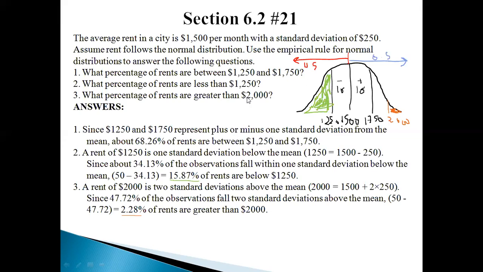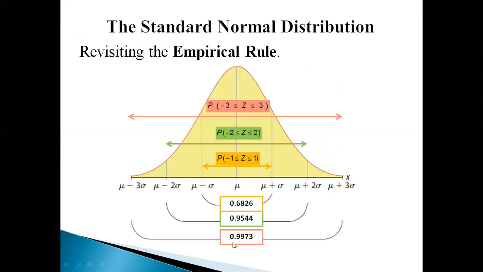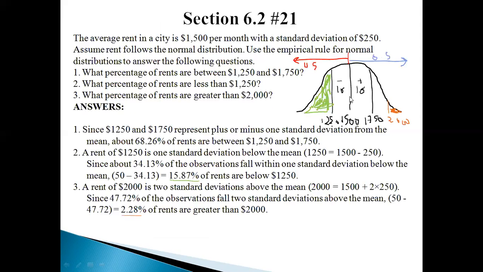Now, if we are wanting greater than 2,000, so that's going to be one standard deviation, 2 standard deviations. So we want greater than 2 standard deviations above the mean. Okay, well, what do we know about that? We can do the 99.73, divide it by 2 and get half of it, and then subtract that from 50, and we end up with such a small number. 2.28% of rents are greater than 2,000.